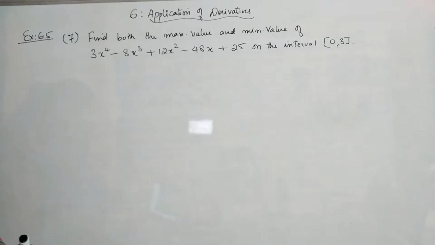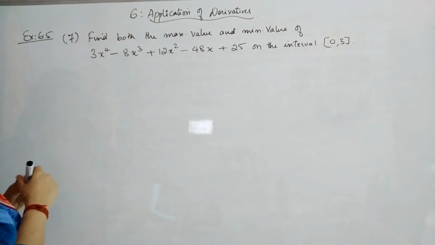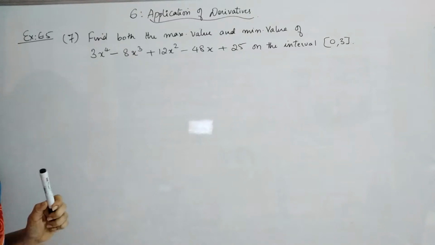In the other problem you were not having any interval, so you used your first derivative or second derivative test, right? F dash, then F double dash, then is it maxima or minima. So here you have to find both the maxima and minima value, and we will use the absolute maxima and minima method.